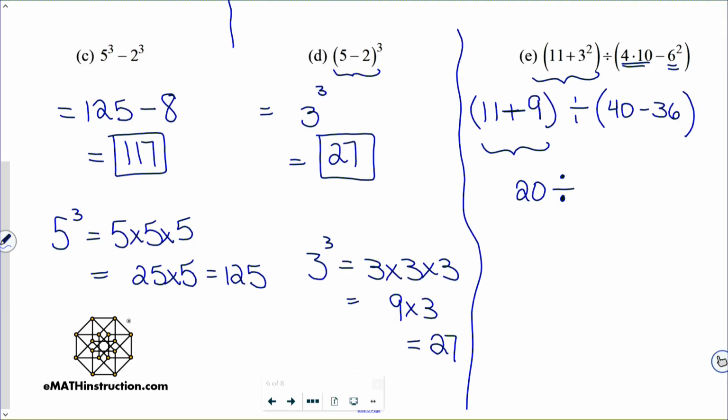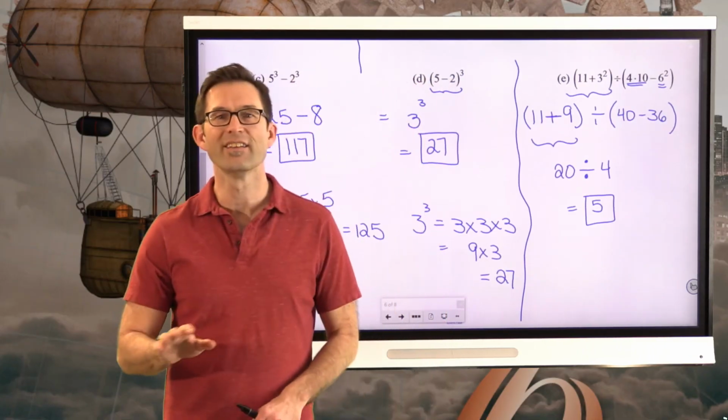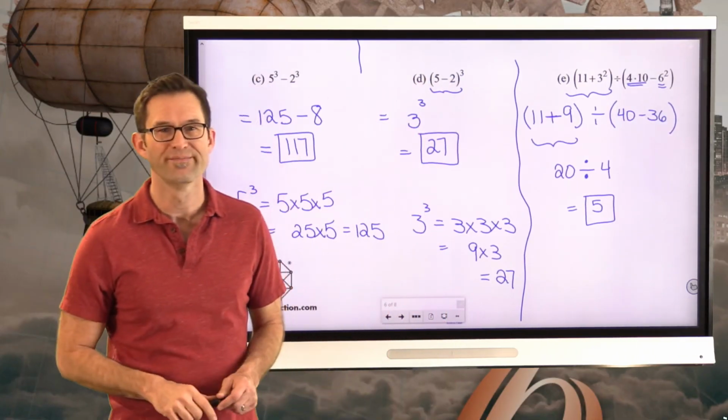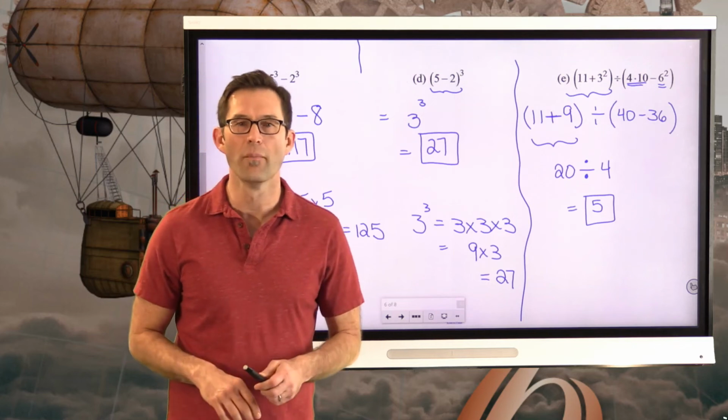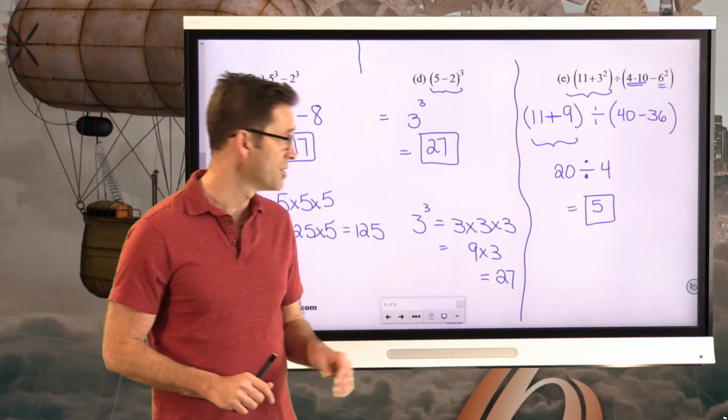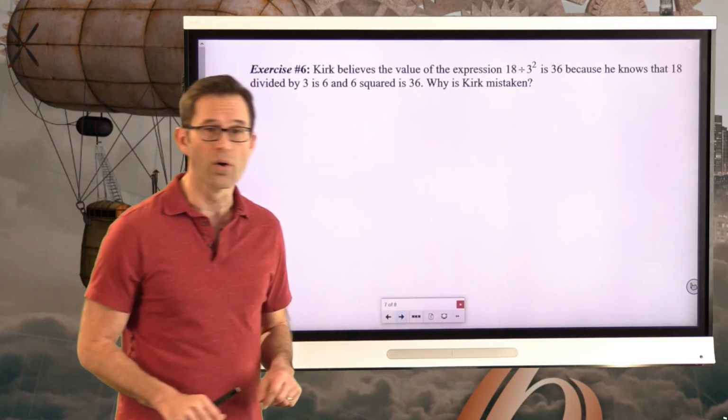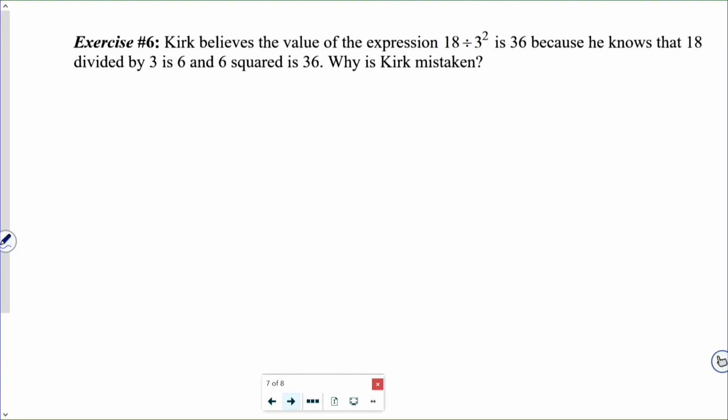And I'm doing 20 divided by 40 minus 36. I also don't need those parentheses. That's 4. And 20 divided by 4 is equal to 5. All right, nice, simple, beautiful answer. All right, let's look at one last problem and do a little error analysis. Here we go. Exercise number 6.